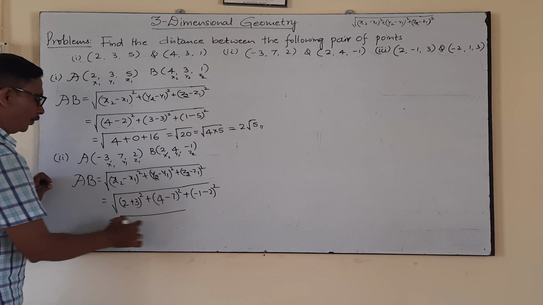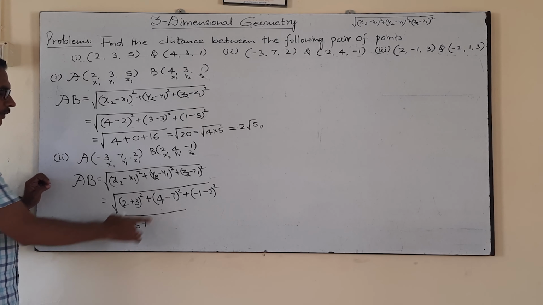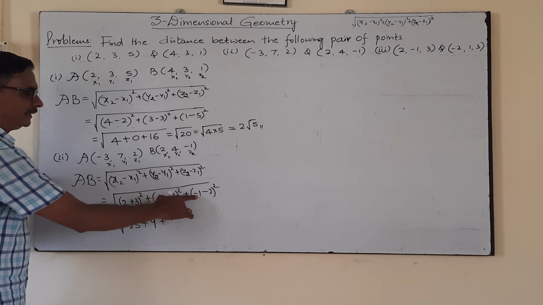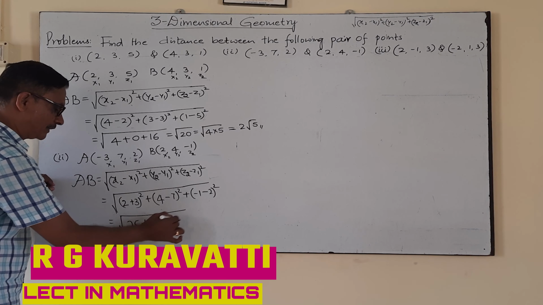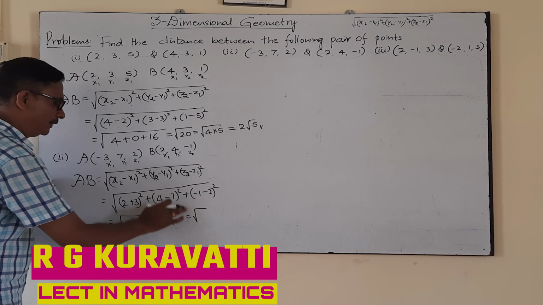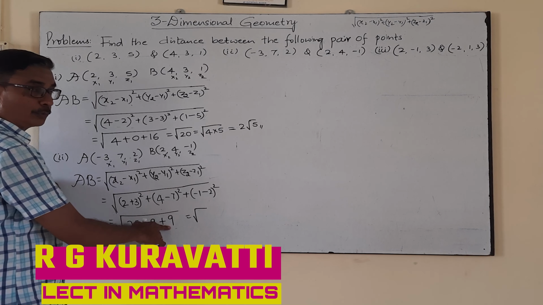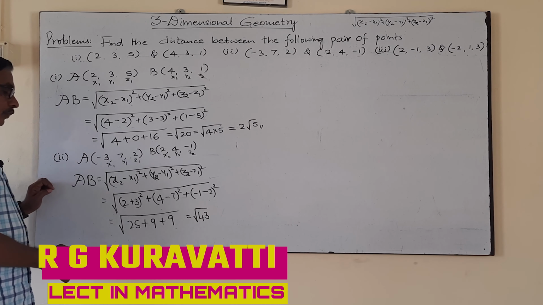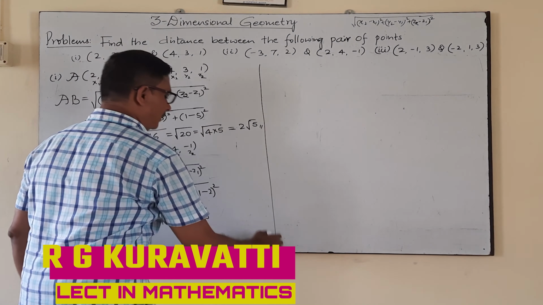Simplify: root of 2 plus 3, 5 square 25; 4 minus 7, minus 3 square, plus 9; minus 1 minus 2, minus 3 square, plus 9. Totally how much? Root of 25 plus 9, 34; 34 plus 9, that is 43. Correct? Root 43. Right? Whereas one more problem, third one.